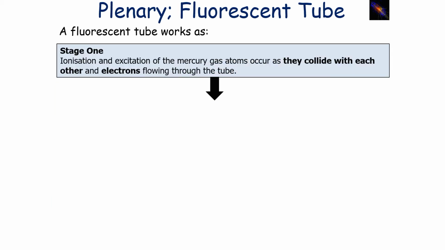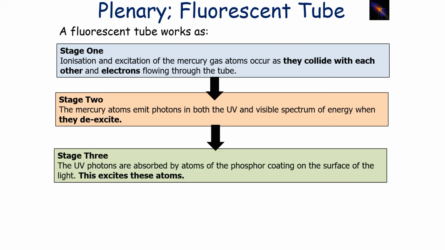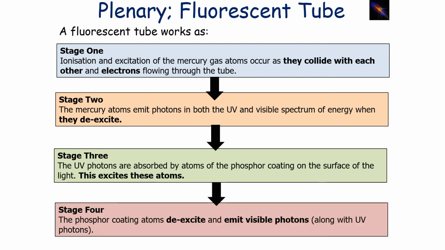So stage 1, ionization and excitation of the mercury atoms occur as they collide with each other and electrons flowing through the tube. Over time the mercury atoms emit photons when they de-excite in both the UV and visible spectrum. The UV photons are absorbed by atoms of the phosphorus coating on the surface of the light, which excites these atoms. They then de-excite and emit visible photons.